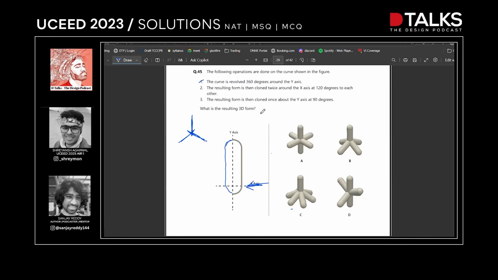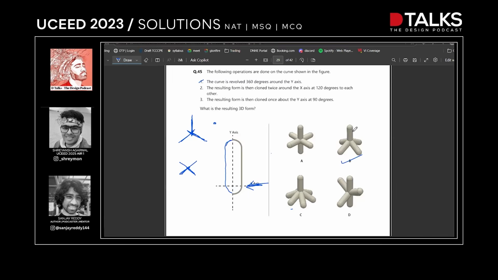Resulting form is then cloned once about the y-axis at 90 degrees. So now we're looking back from the top, right? From the top, it was something like this, and cloned once about the y-axis, 90 degrees. So that means there are going to come up two more like this. Okay? So something like B will form.